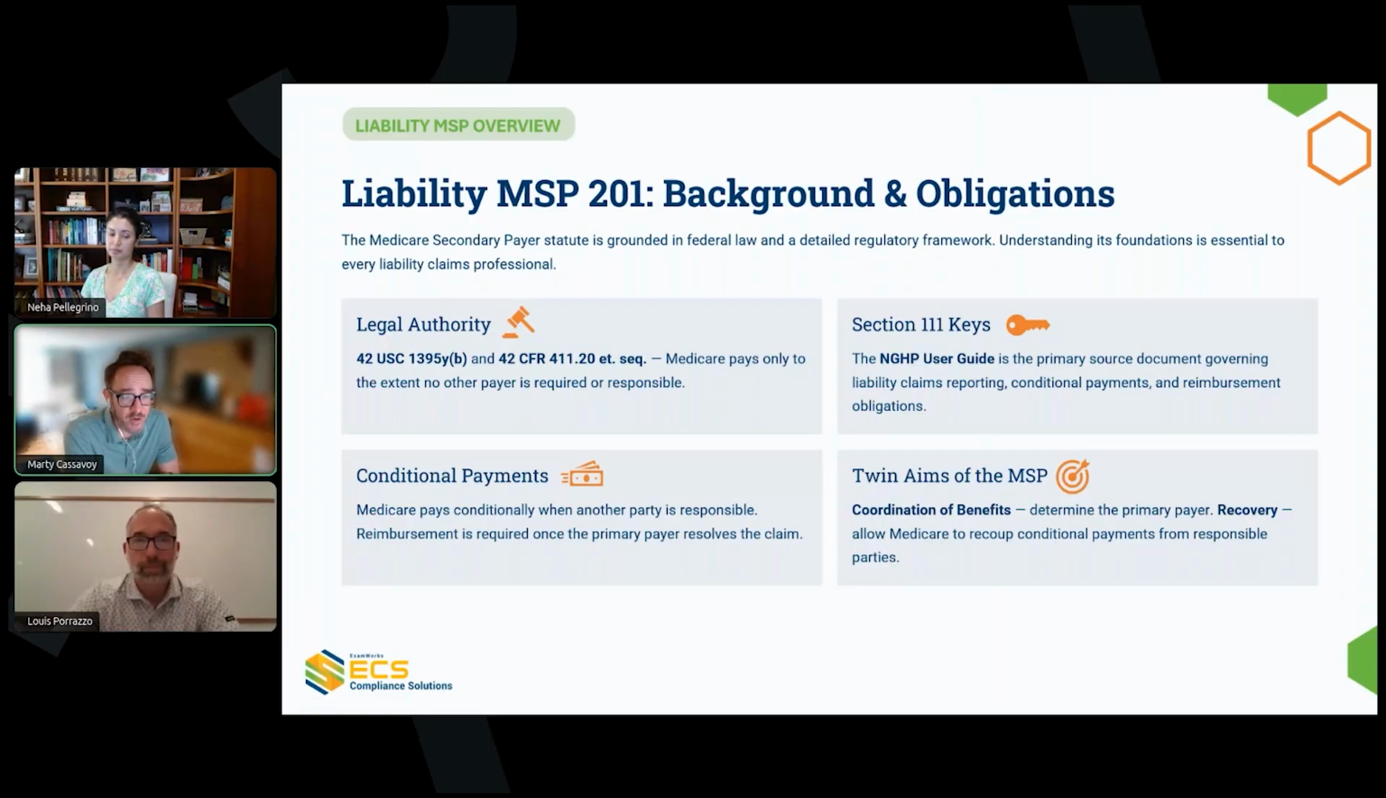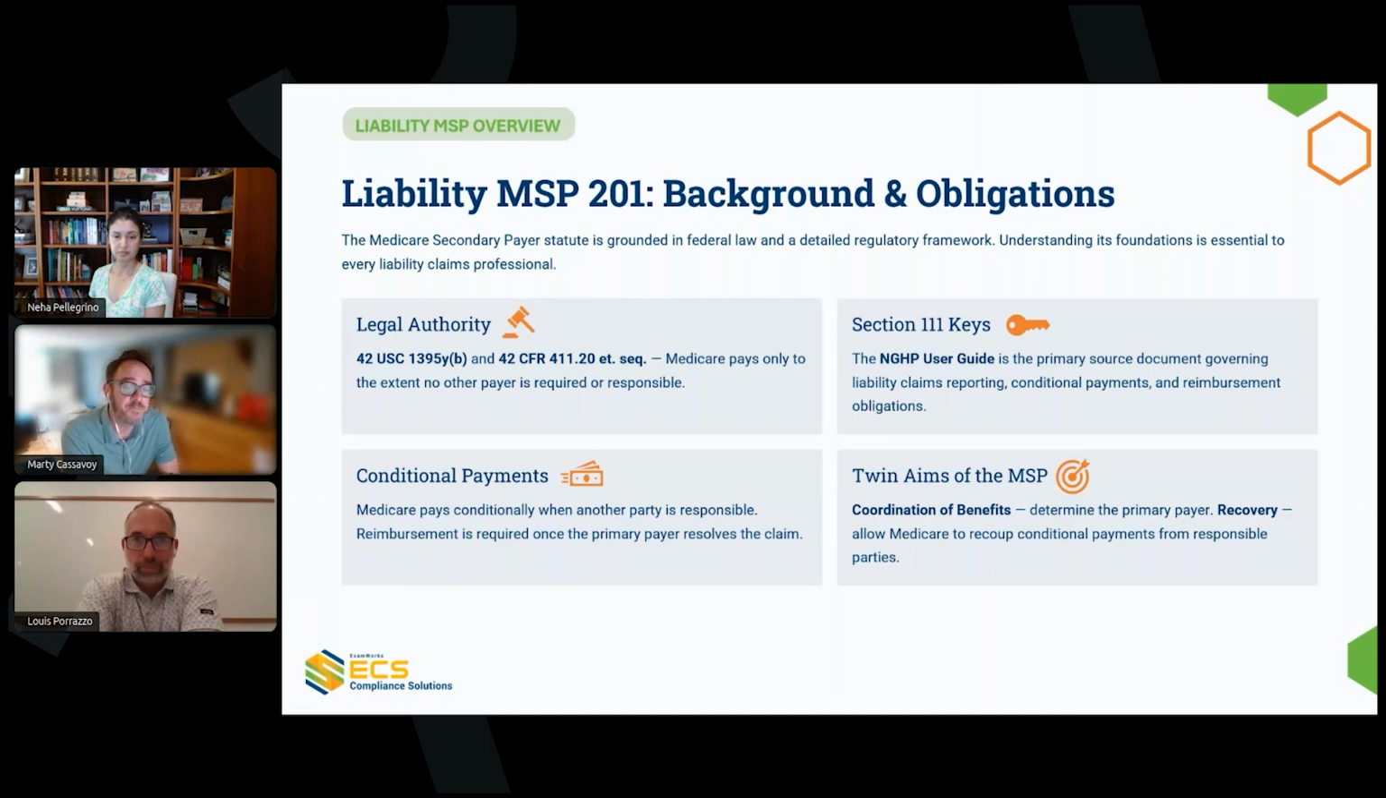So what are the foundations? First of all, we've got our legal authority, right? So there's the citation right there, 42 USC 1395y(b). And then there's also regulations that can be found at 42 CFR 411.20. Now, obviously, these have been around for a long time, many of them. In fact, a couple of them have just been recently updated around penalties. But these obviously provide the background and really the teeth for Medicare, and have given us a lot of pain over the course of the last however many, 35 years, right?